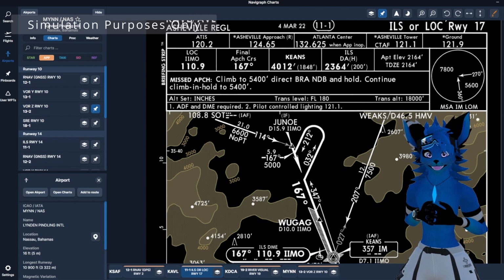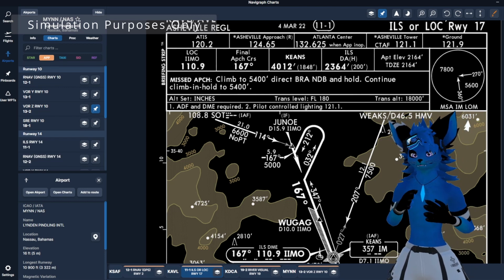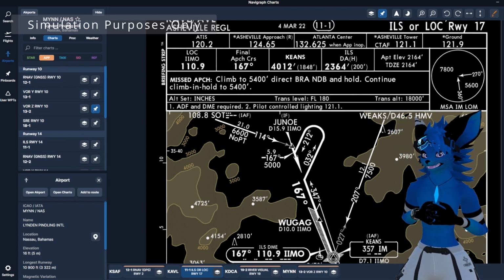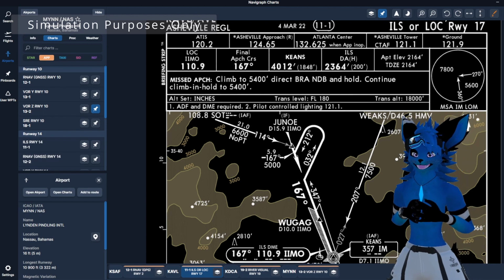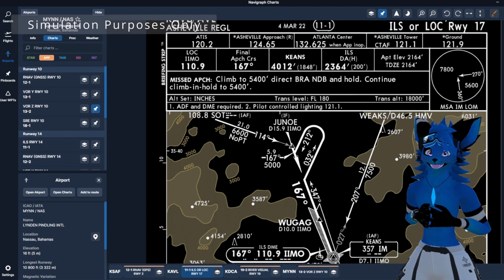Beneath that, we have our altimeter is going to be set to inches of mercury. Our transition flight level is 180, and our transition altitude is 18,000 feet. Pretty standard for the United States.